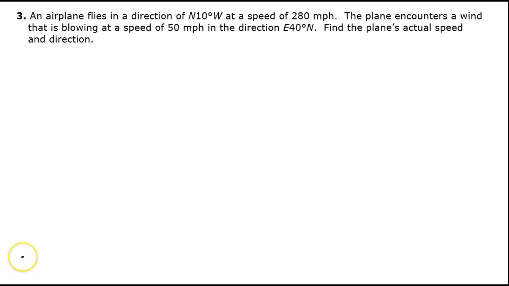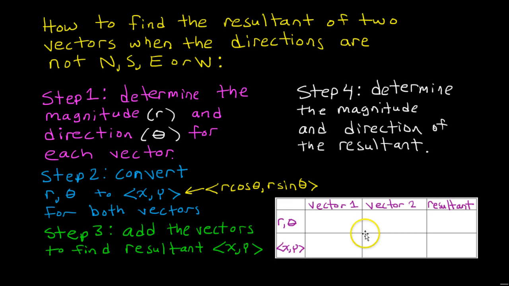In this video, I will show you how to find the resultant vector when you have two or more vectors that are acting together, even when the direction is not simply north, south, east, or west. I will be using this four-step process and this graphic organizer.